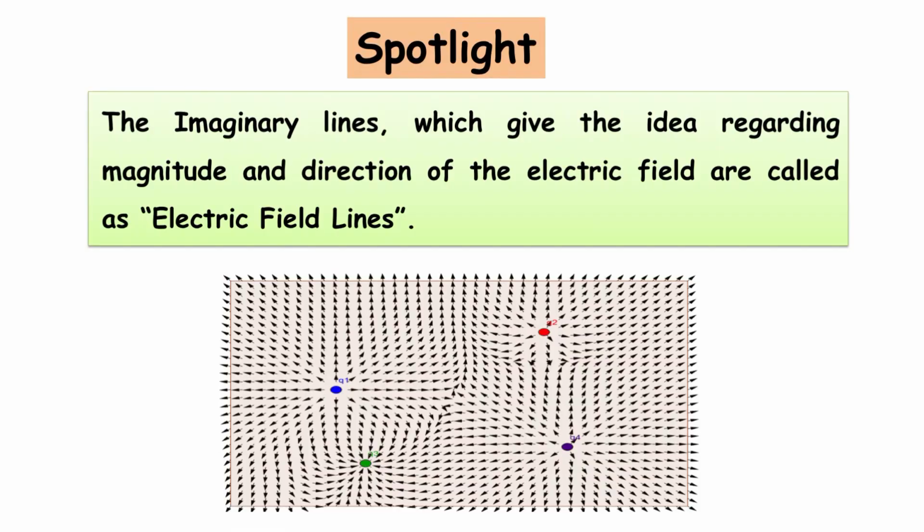So, he is the person who introduced the concept of electric field lines to visualize the electric field, and he called the electric field lines as lines of force. So, what are electric field lines? The imaginary lines which give the idea regarding magnitude and direction of the electric field are called electric field lines. Here you can see the picture. These are pictorial representation of electric field around a charge configuration. They have no physical existence.